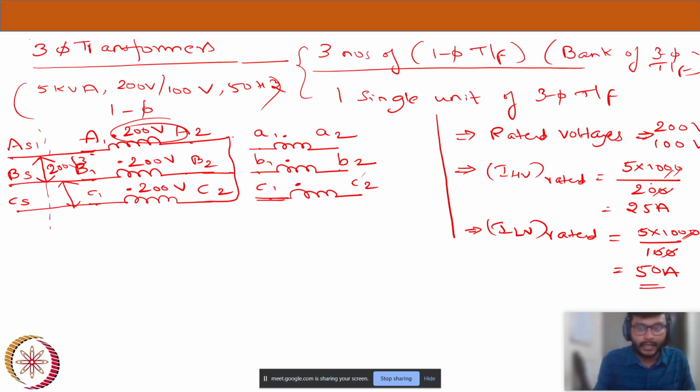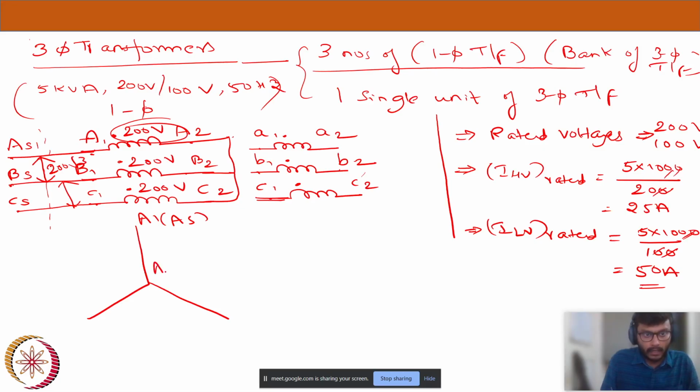So let's connect the secondary now. We haven't connected the secondary. Before connecting the secondary, let me just draw the phasor of my primary. Since my supply AS BS CS is a three-phase balanced supply with phase sequence AS BS CS, we have connected our primary in a star connection. From the diagram you can see A1 I connected to AS. So A1 is nothing but AS.